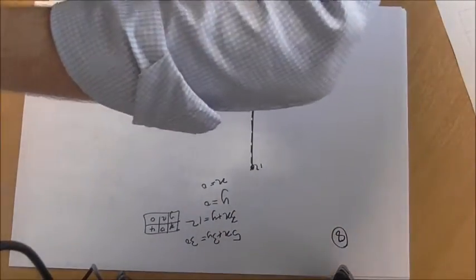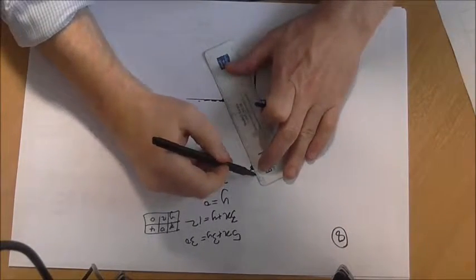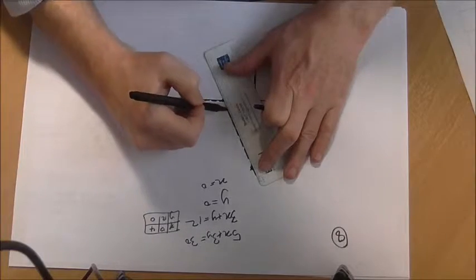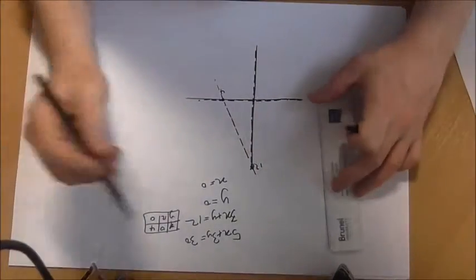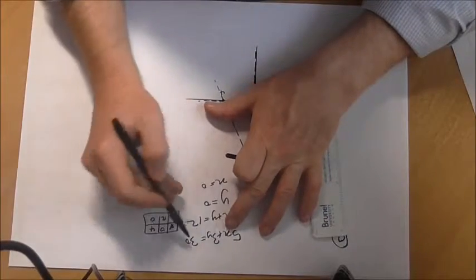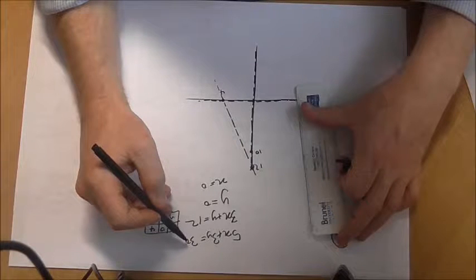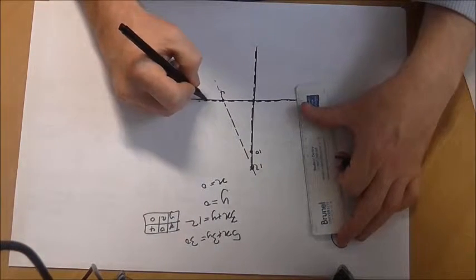I'm going to do this properly. Put it all up. So that's that one. Now what about this one? If x equals 0, y equals 10. And if y equals 0, x equals 6.